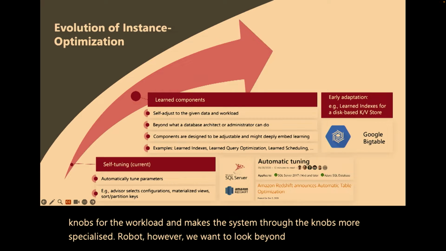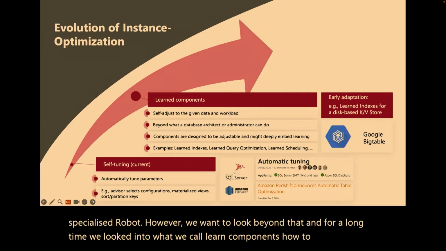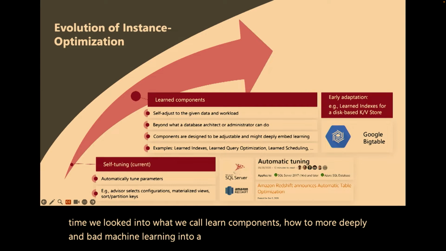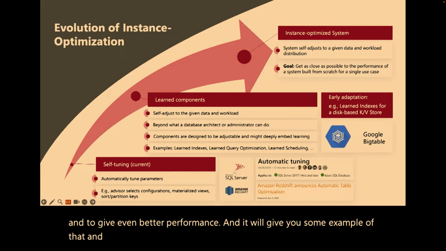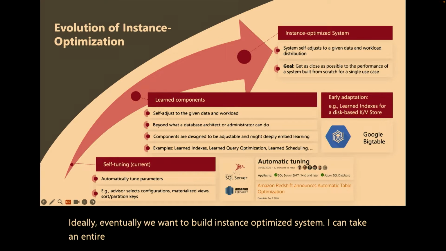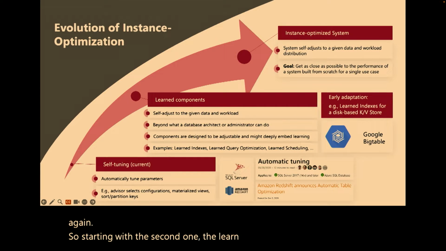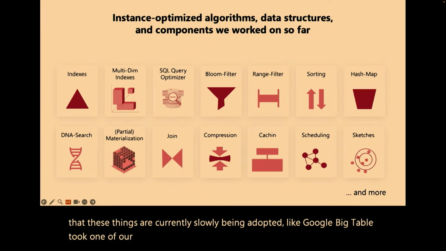And for a long time, we looked into what we call learned components, how to more deeply embed machine learning into a component to even specialize it further and to give even better performance. And I will give you some examples of that. And then ideally, eventually, we want to build instance optimized systems, take an entire system and optimize it to the workload for better performance again. So starting with the second one, the learned components part, we see actually these things are currently slowly being adopted. Google Bigtable took one of our ideas and integrated it.